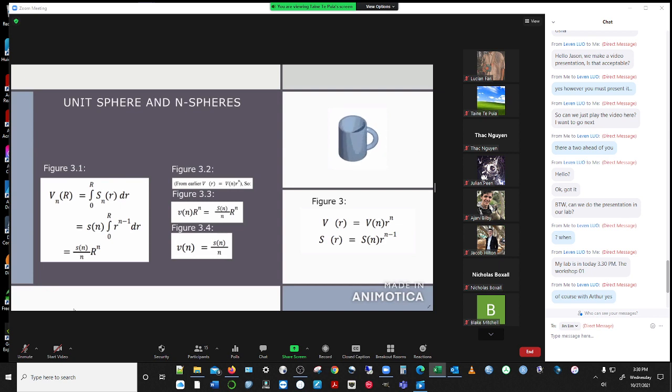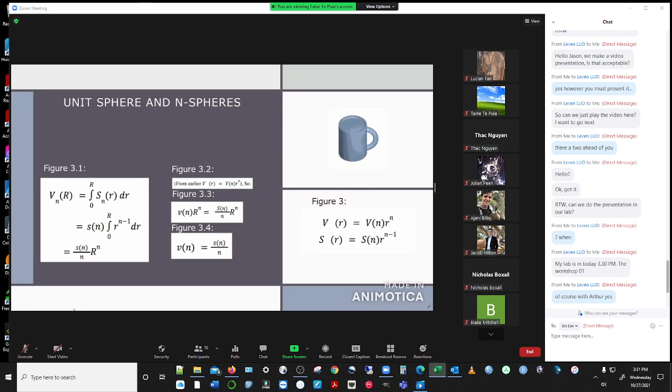refer to figure 3. From these equations, we can show that surface area and volume are related by the equation shown in figure 3.1. Then, from our original equations, we have figure 3.2. So then we end up with figure 3.3, which can be rewritten as figure 3.4.